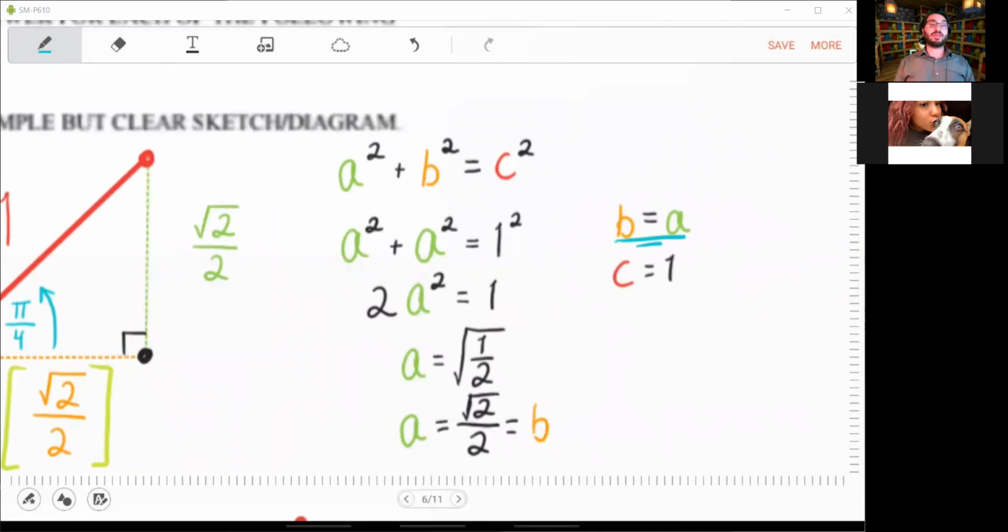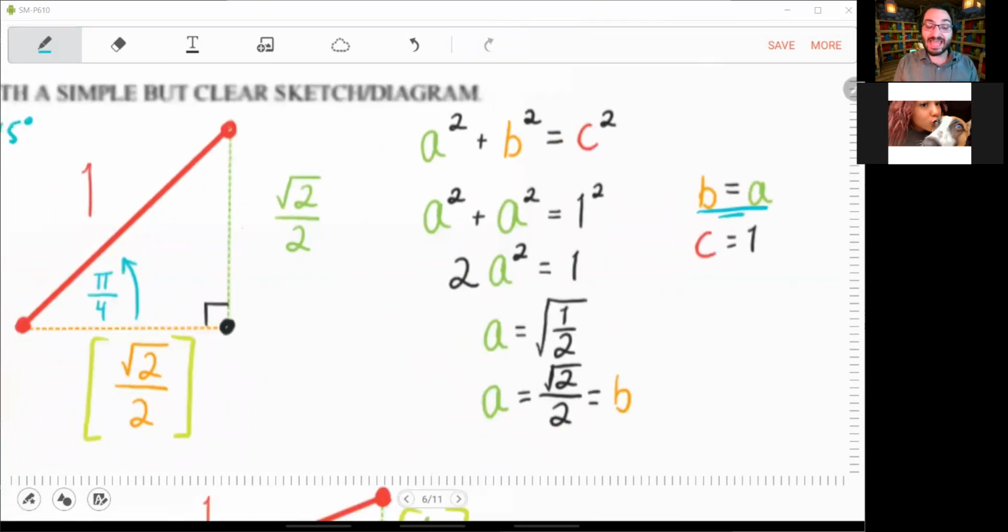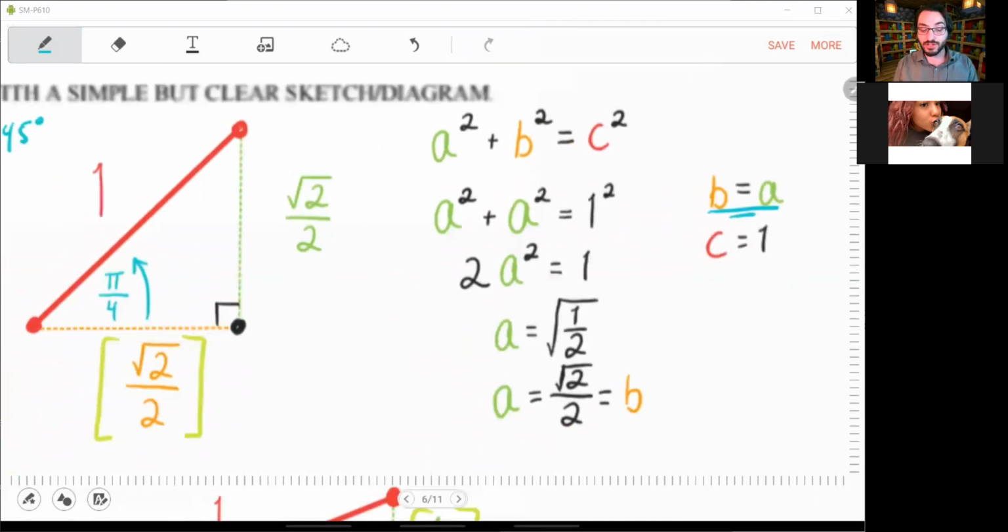Because these are the special right triangles. In an isosceles right triangle, and what does isosceles mean? Same base angle, same sides. They have the same length of sides and they have the same length of the base angle. So an isosceles right triangle is a right triangle in which the two legs of the triangle, and I color-coded it here, orange and green, are the same.